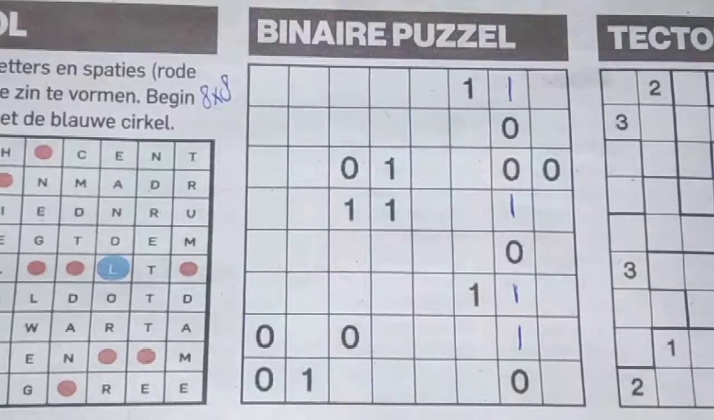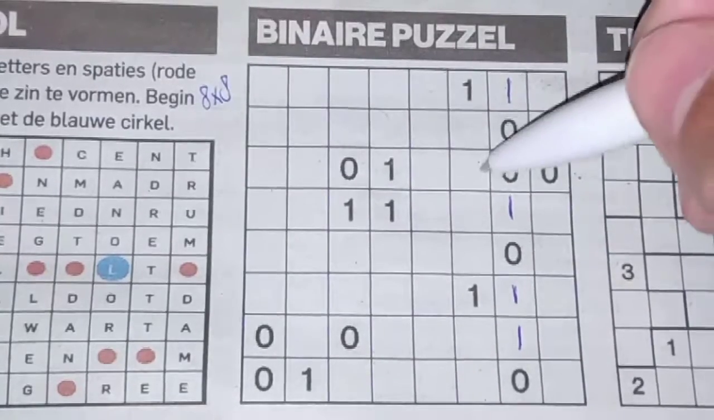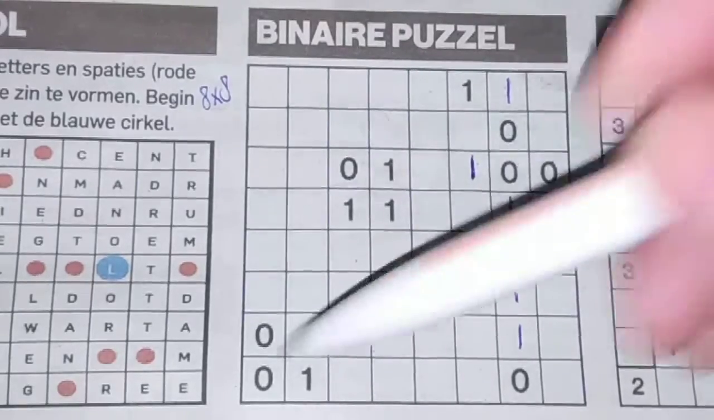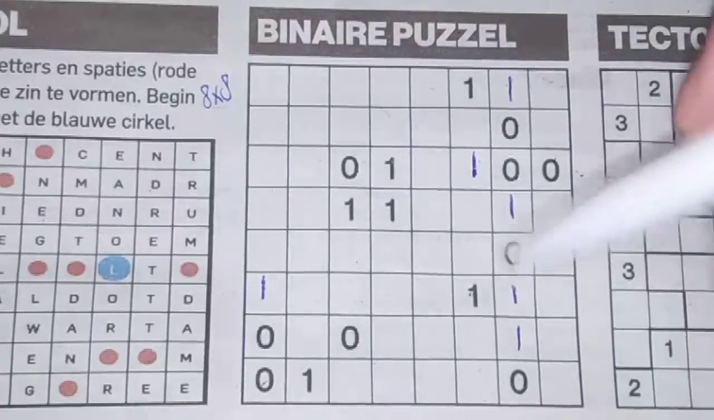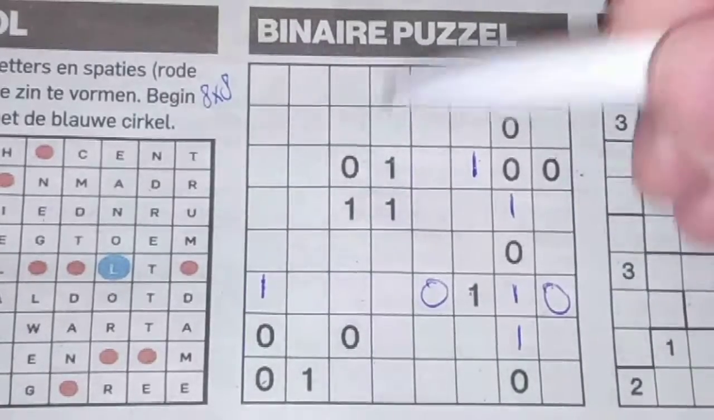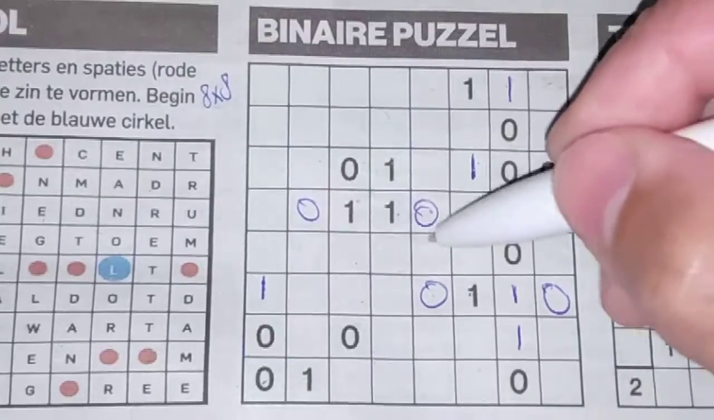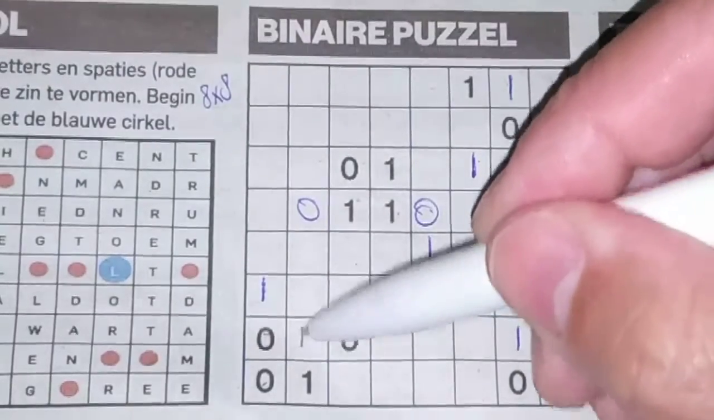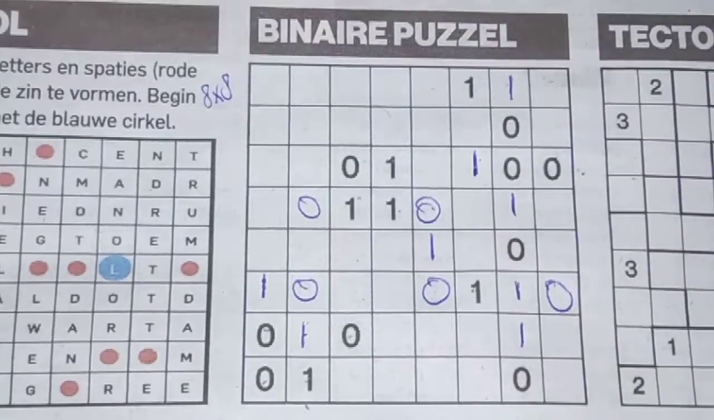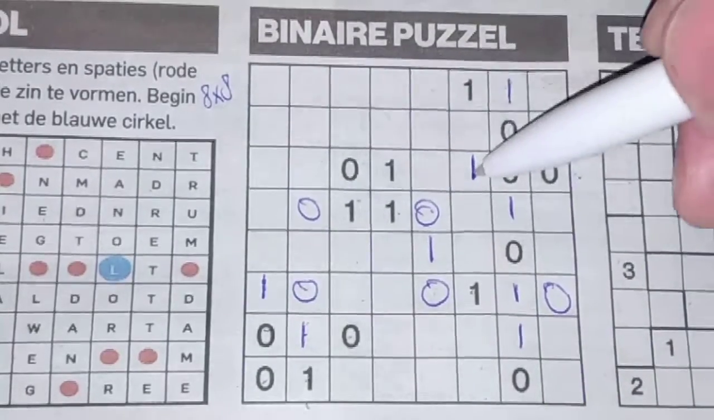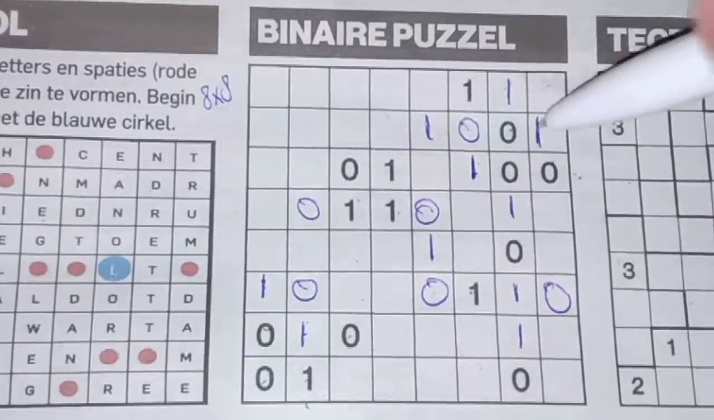So let's get started. Double 0 here, 1 there, 1. Double 0 here, 1 there, 1. Double 1 here and 0, then 0. Between 2 0's comes a 1. Double 1 here and 0, then 0. Between 2 1's comes a 0. Double 0 here and 1, and there a 1.